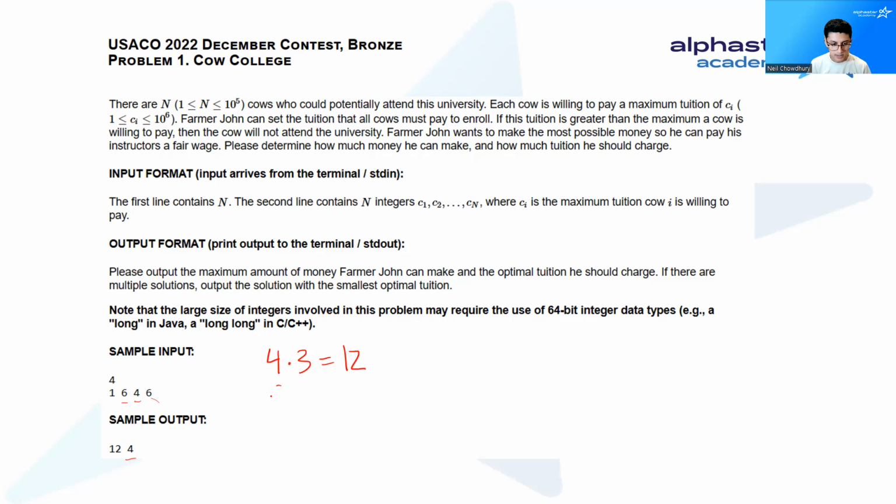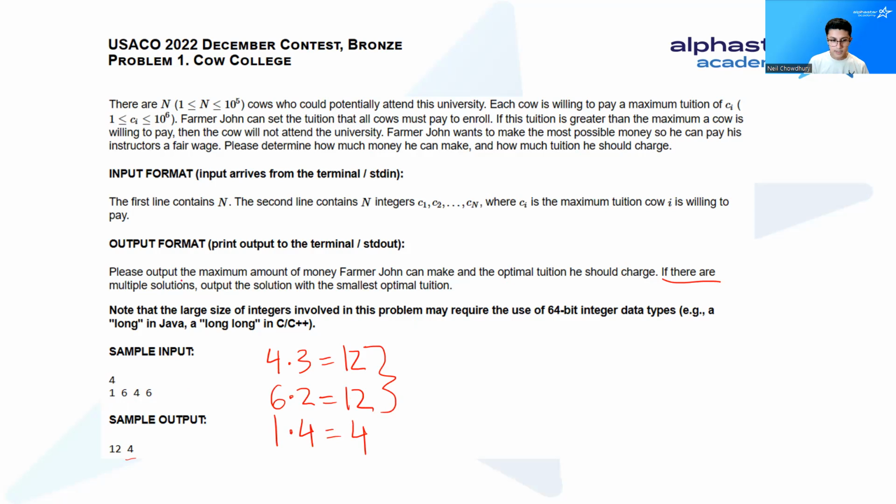For example, you could set the tuition to 6. In that case, only these 2 cows would pay, and you'd make $12 in total. Or you could set the tuition to 1, for example, and all 4 cows would pay, and you would make $4 in total. So actually, either of these two will work. Either charging a tuition of 4 or a tuition of 6. Both of those will give us the optimal revenue.